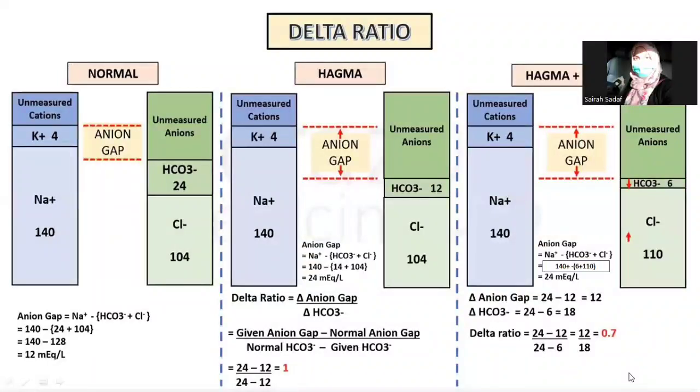So now you know how to use this delta ratio. Now you know how to calculate it, and how to go further: when we have a high anion gap, we first have to adjust it. If we have albumin, we will adjust it. And if we don't have albumin, then it's fine, just go for the delta ratio.